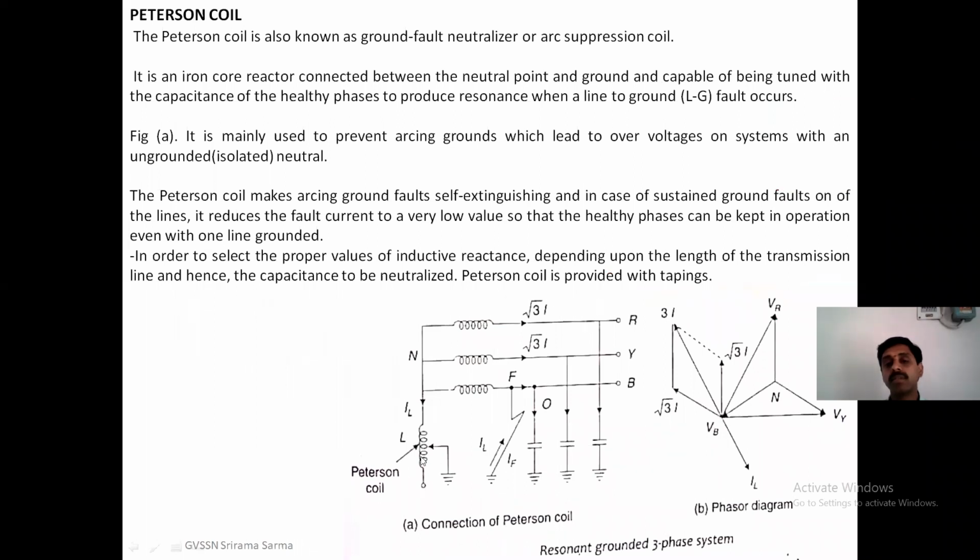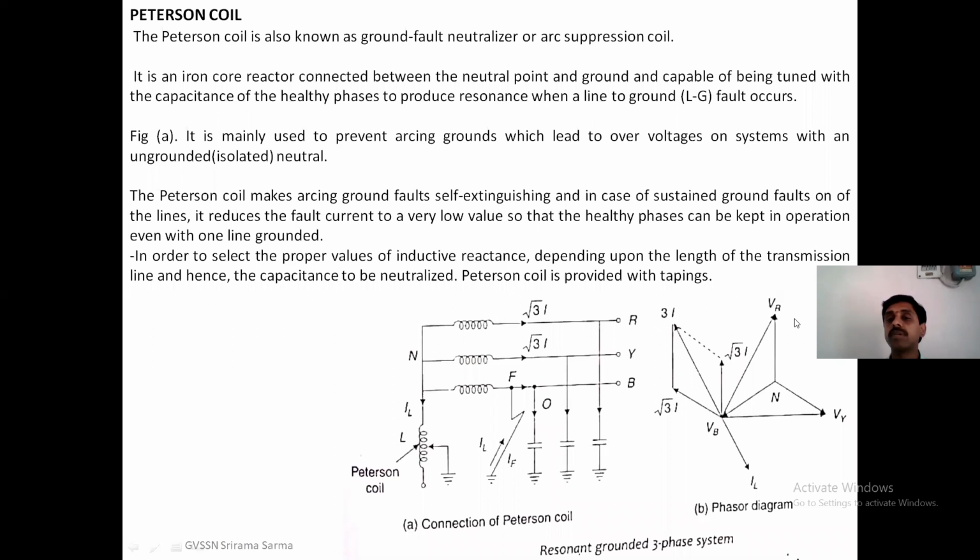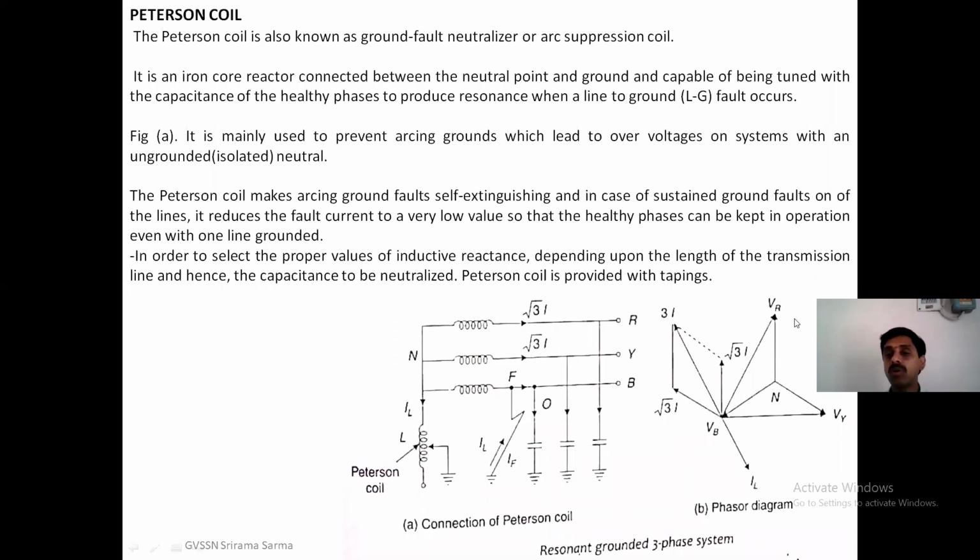So you can observe like this. You can see an inductor which also has a tap changing option, connected between neutral and ground. It is an iron core reactor connected between the neutral point and the ground, and capable of being tuned with the capacitance of the healthy phases. So this inductance value is tuned to the capacitance of the healthy phases to produce resonance when a line to ground fault occurs. As I said, whenever the fault occurs, the healthy phases' voltage becomes √3 times the actual voltage.